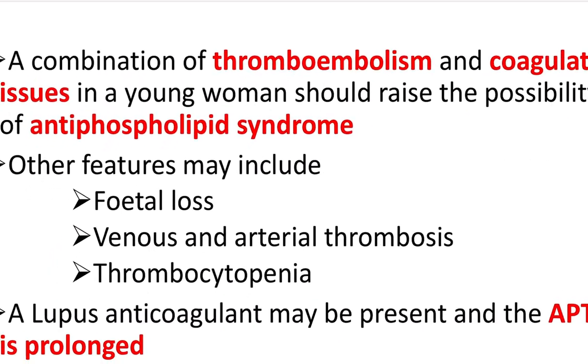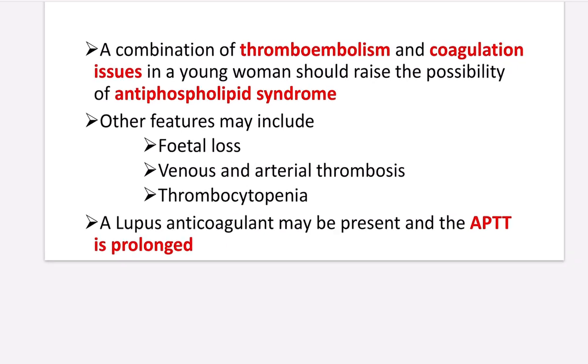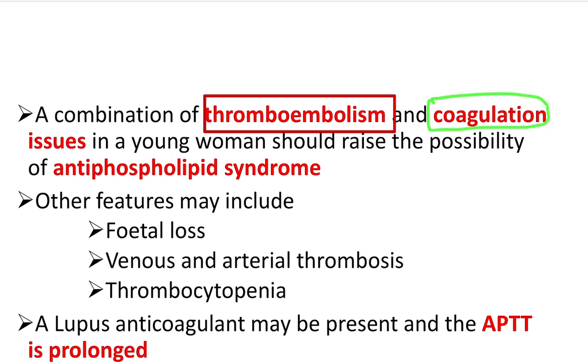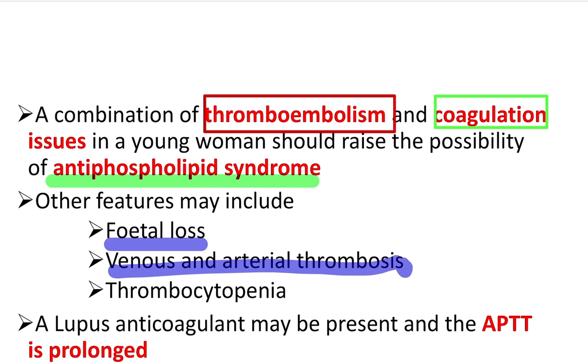Here is another important piece of information regarding the question. When there is a thromboembolic manifestation present in this patient, that means repeated attacks of pulmonary embolism, and a coagulation issue, that means there are clotting difficulties, in this condition the diagnosis goes in favor of antiphospholipid antibody syndrome, or antiphospholipid syndrome. And what are the clinical features of the antiphospholipid syndrome?